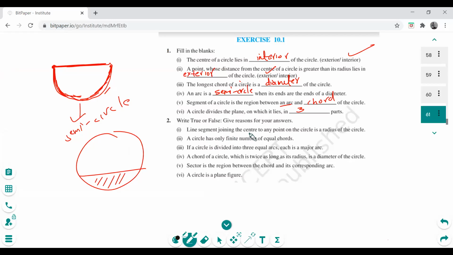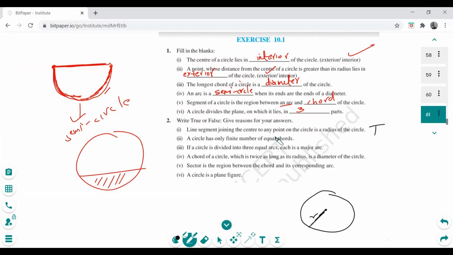Line segment joining the center to any point on the circle is the radius of the circle. कह रहा है एक लाइन सेगमेंट में बना रहा हूँ जो सर्कल को ज्वाइन करेगी तो रेडियस होगा, ऑब्वियसली होगा रेडियस, दैट्स ट्रू. A circle has only finite number of equal chords. सर्कल के पास फिनाइट नंबर ऑफ इक्वल कॉर्ड्स हैं. ट्रू और फॉल्स? False. कौन कौन True है, और कौन कौन फॉल्स कह रहा है? False, fine.